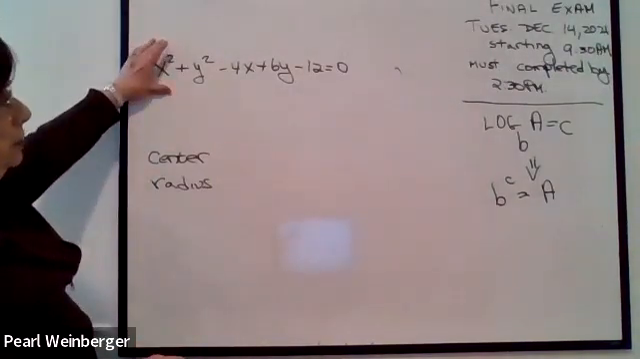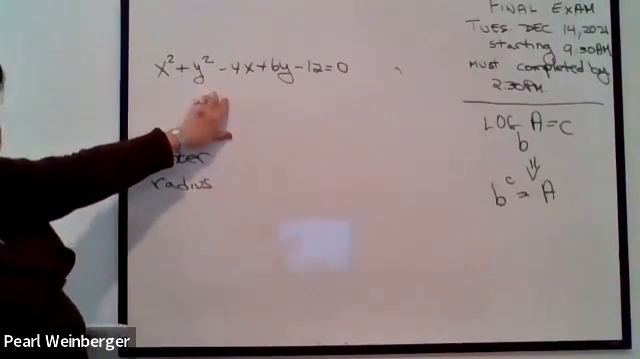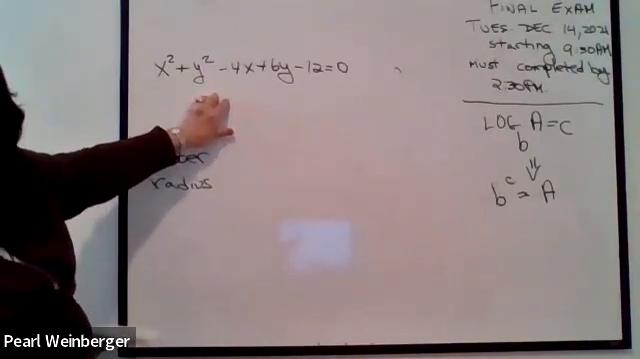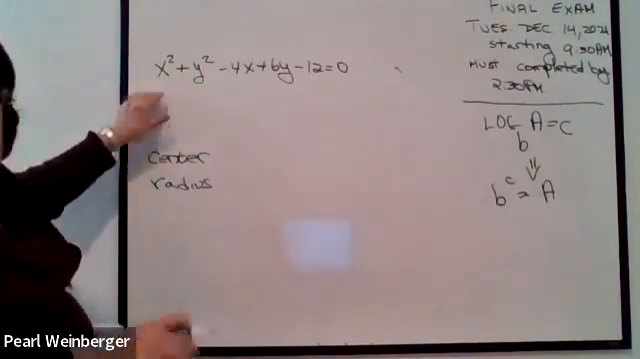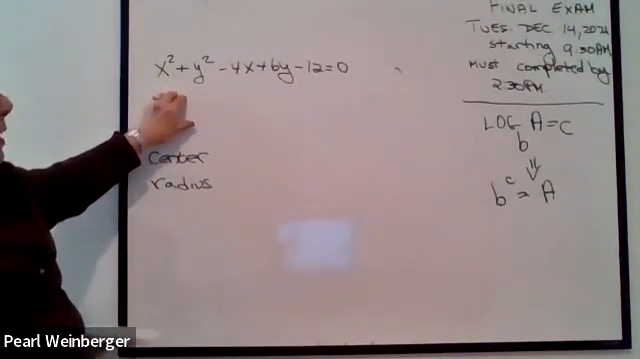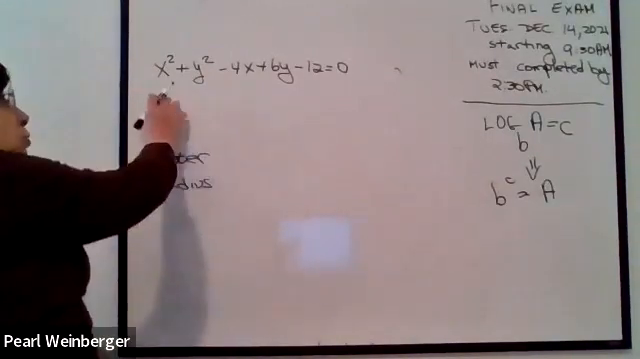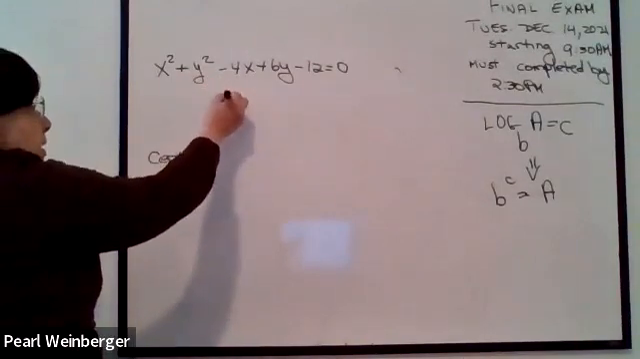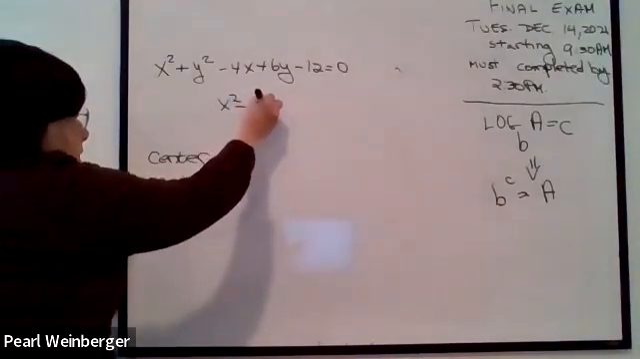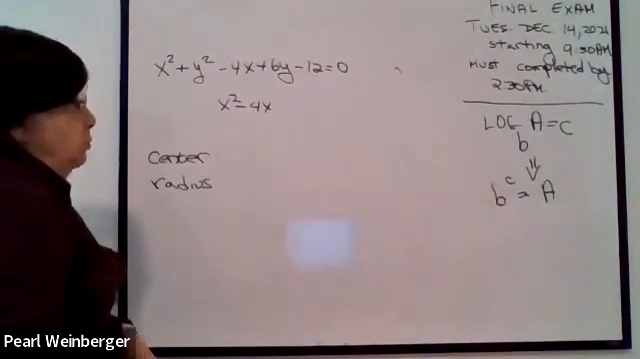In order to find the center and radius of the circle, we have to put it in what's called the standard format. Yeah, that looks good, Reggie. The standard format will give us automatically the center and radius. So in order to do that, I first get all the x terms together. So I have x squared and negative 4x. And I leave myself a space because I'm going to have to do what's called completing the square.